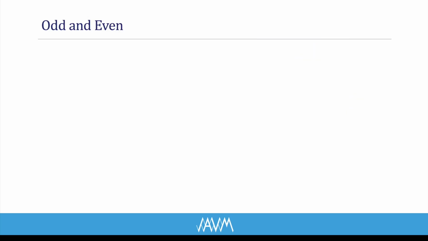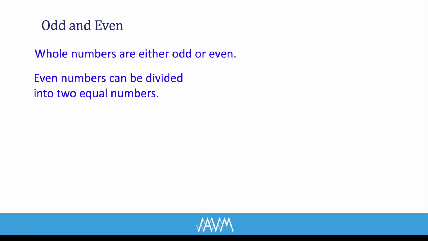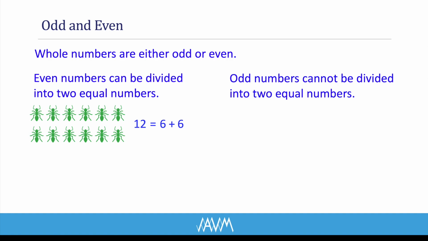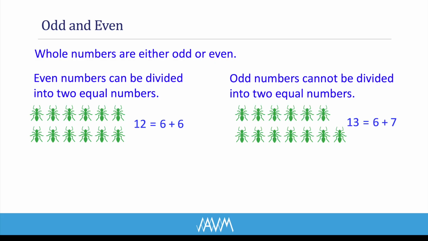We'll start with odd and even. Whole numbers are either odd or even. Even numbers can be divided into two equal numbers. For example, 12 is 6 add 6. But odd numbers cannot be divided into two equal numbers. For example, 13 is 6 add 7. Even numbers always end with an even digit.